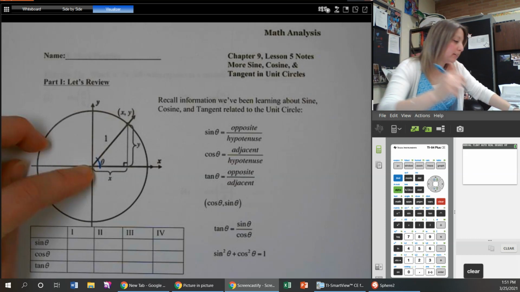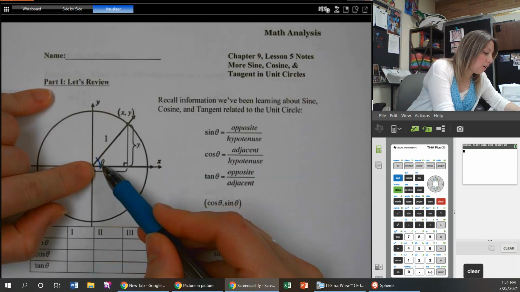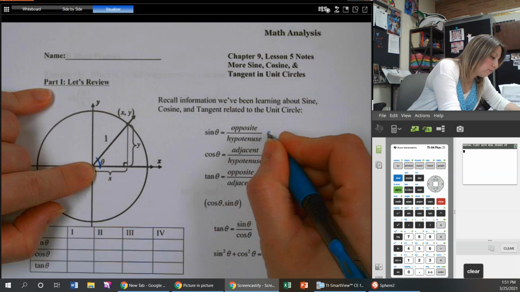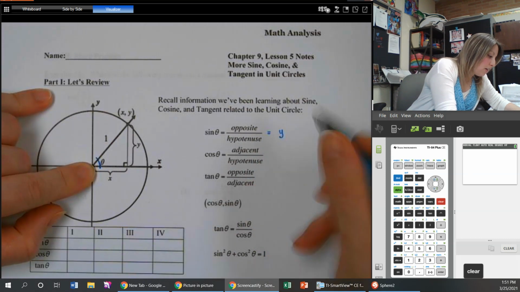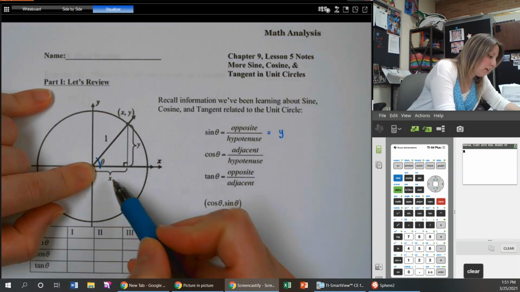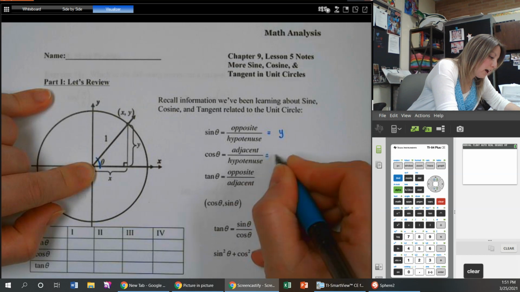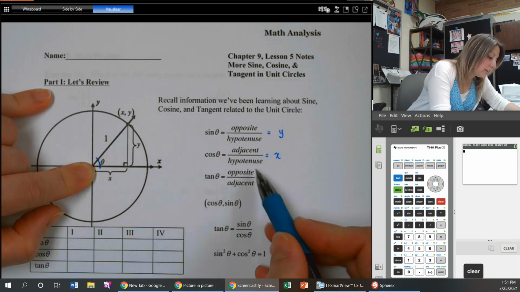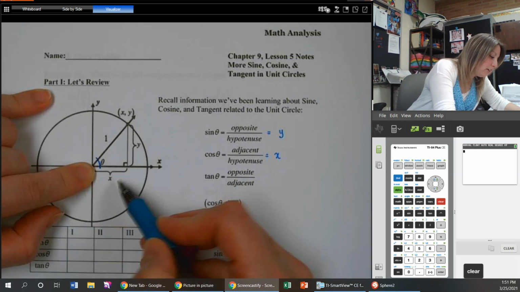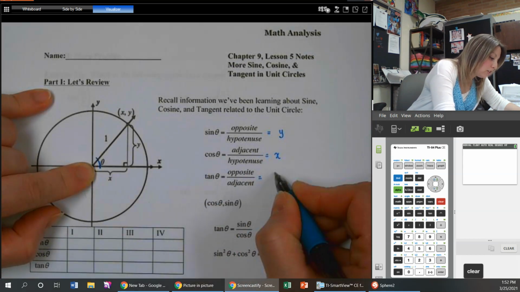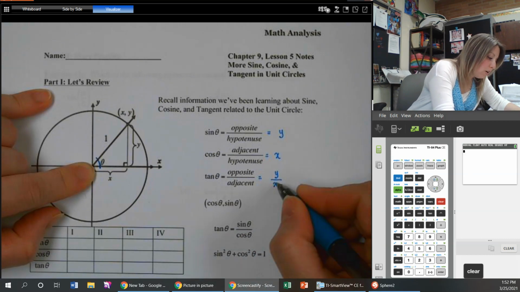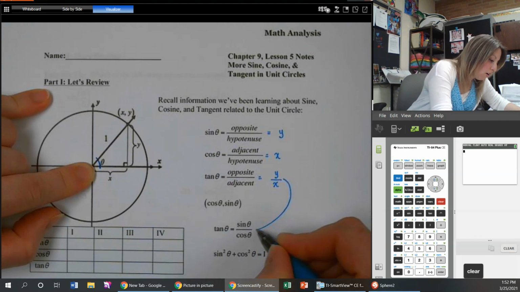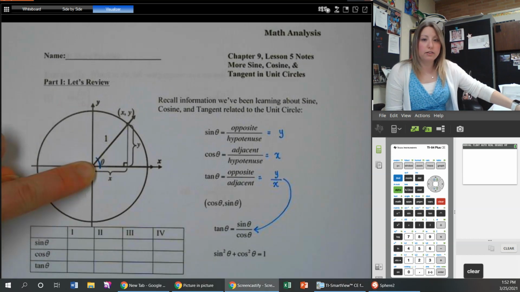Okay, so that tells me that sine of theta is y over 1, or just y. And then that tells me that cosine of theta is x over 1, or just x. And since tangent of theta is opposite over adjacent, that means tangent is equal to y divided by x. So, as a conclusion, that also means that tangent is sine over cosine. Okay?